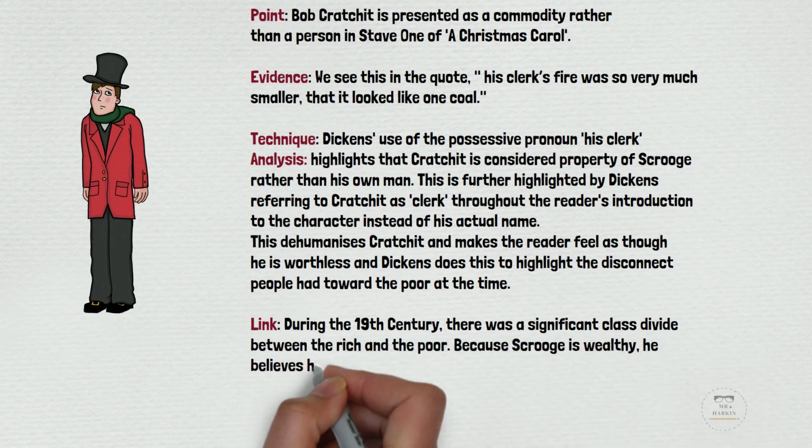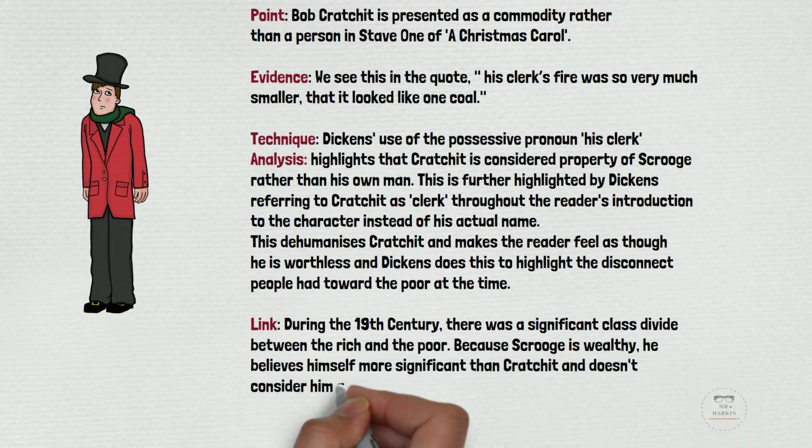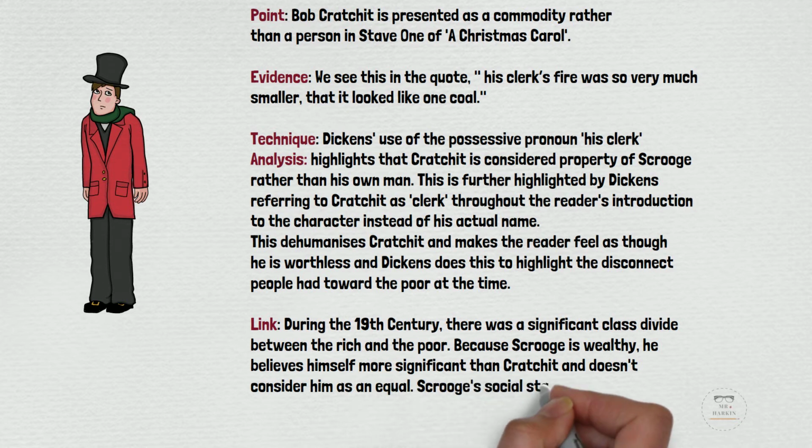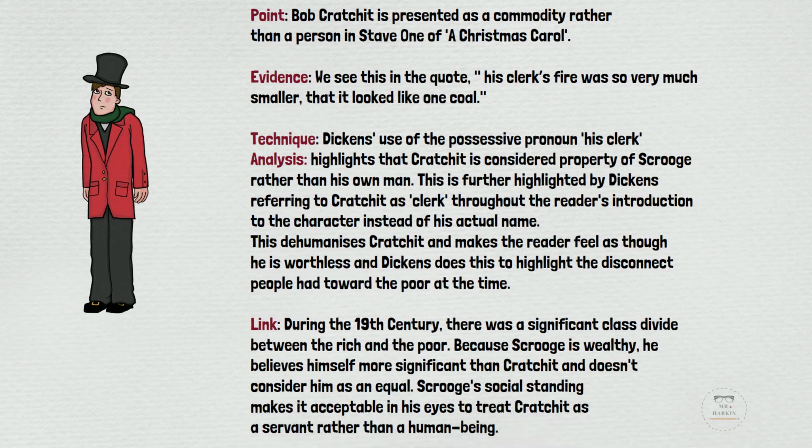See how that translates into technique. Dickens' use of the possessive pronoun, "his clerk", and then I move into my analysis, highlights that Cratchit is considered property of Scrooge rather than his own man. This is further highlighted by Dickens referring to Cratchit as clerk throughout the reader's introduction to the character instead of his actual name. This dehumanises Cratchit and makes the reader feel as though he is worthless, and Dickens does this to highlight the disconnect people had towards the poor at the time.